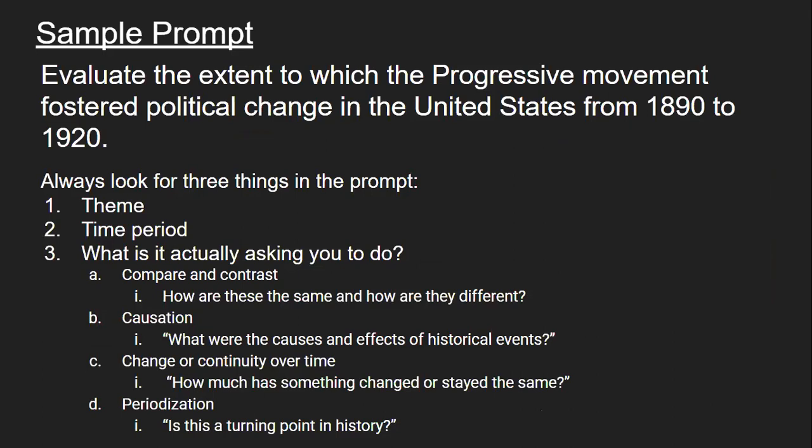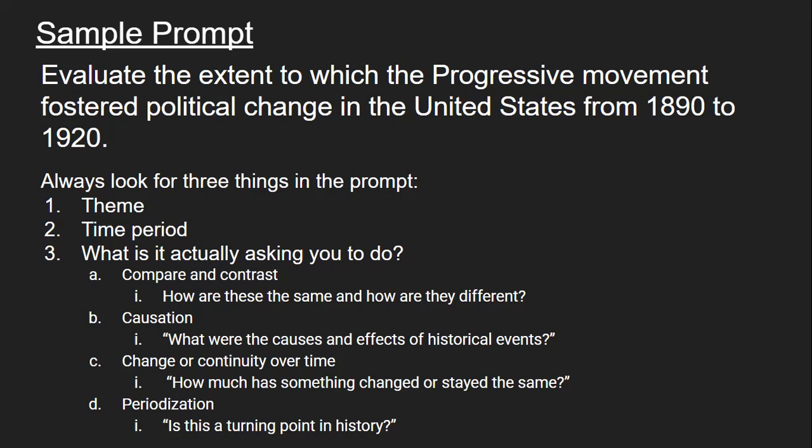Okay, so before we get into all those things, I'm going to give you a sample prompt of what might come on your DBQ, and then we can use that as we move through and explain each of the pieces. So let's say, and this is an actual prompt from College Board, that you sit down to do the DBQ, you open it up, and the prompt says, evaluate the extent to which the progressive movement fostered political change in the United States from 1890 to 1920.